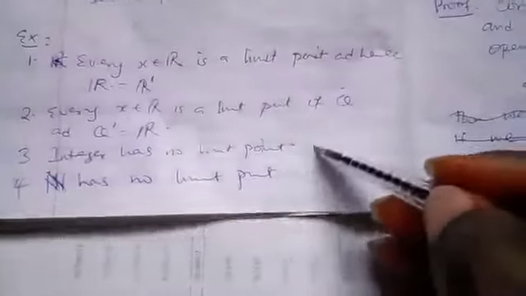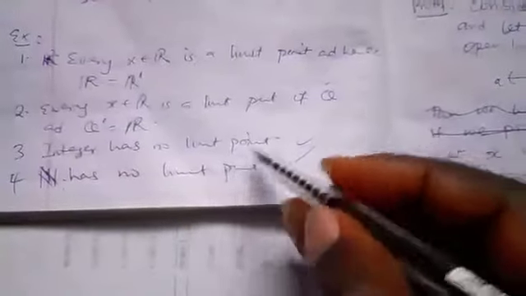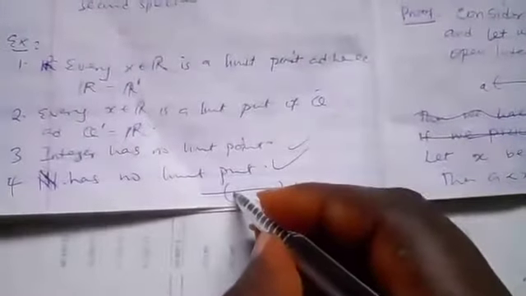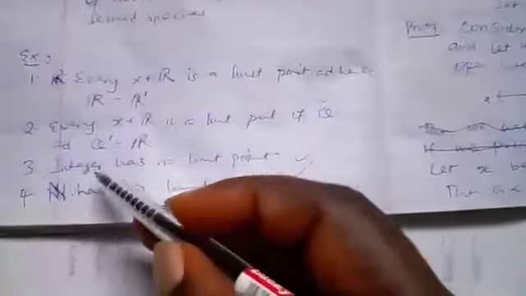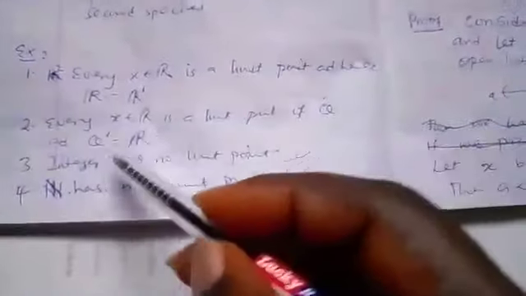So integers have no limit point, and N has no limit point. We have talked about that under neighborhood. Natural numbers and integers have no limit points because they are not neighborhoods of their points. Inside any neighborhood of a natural number, there are infinitely many real numbers, and those can never be a subset of the natural numbers or of the integers. So in that case, their limit point set is empty, so their derived set is an empty set.